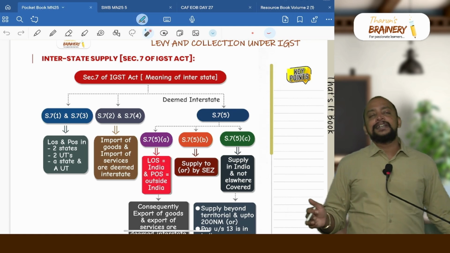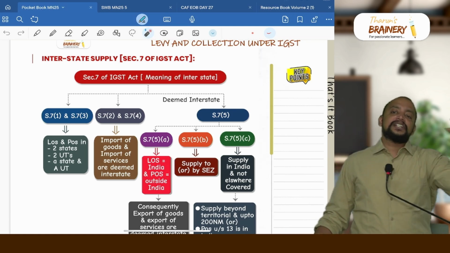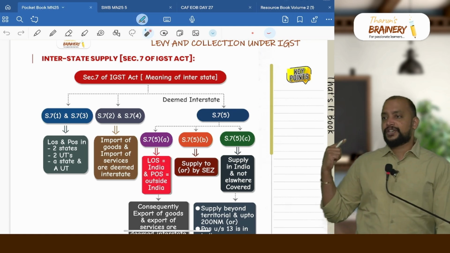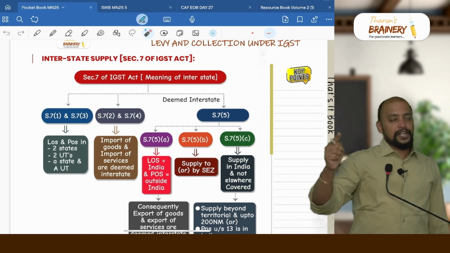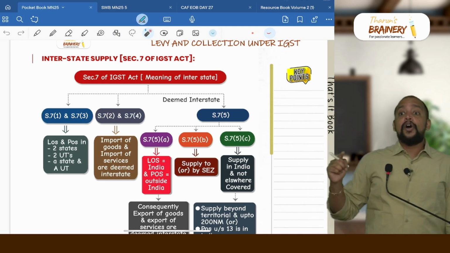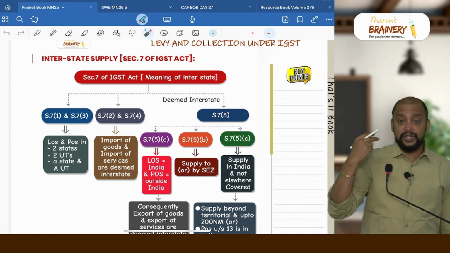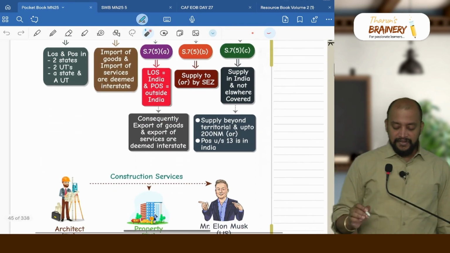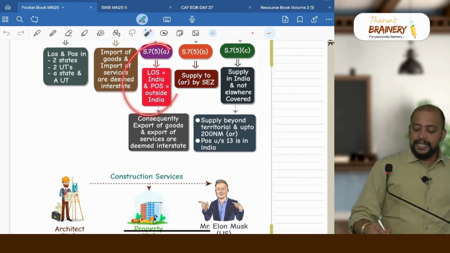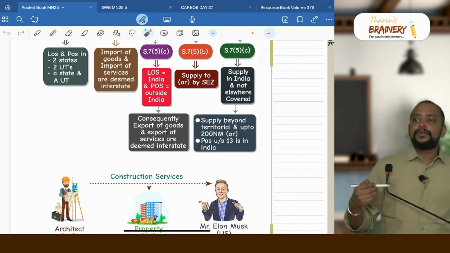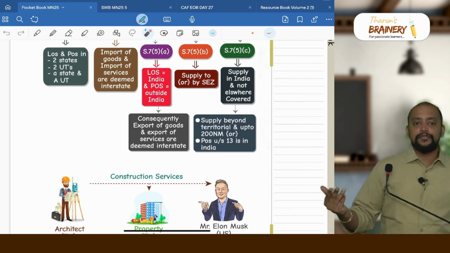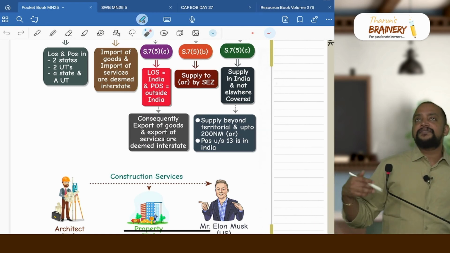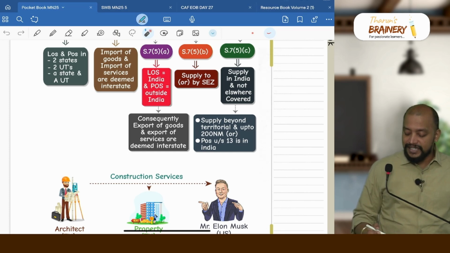Then 7.5c, supply in the taxable territory not elsewhere specified. Two situations we have. Situation number 1, supply beyond 12 nautical miles and up to 200 nautical miles, or if the place of supply is determined under section 13 and that is in India, it will always be deemed interstate under 7.5c. And as supplier in India, place of supply outside India, it will also become export of goods or export of services. So can we say export of goods and export of services is deemed interstate?